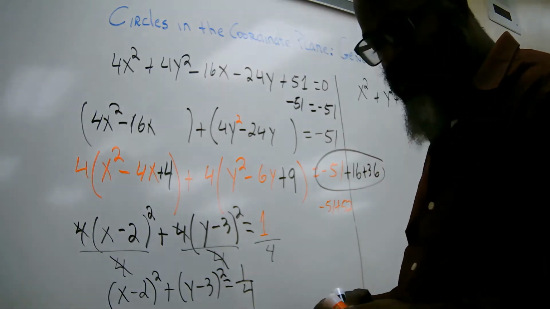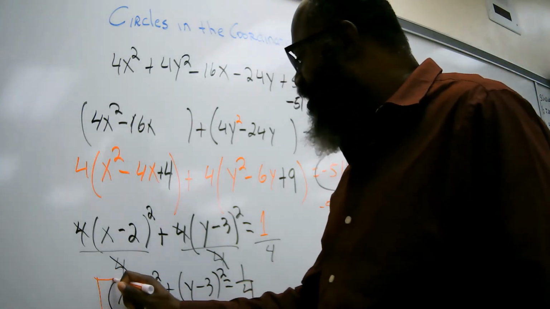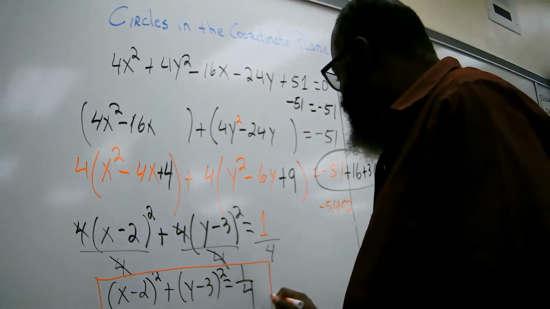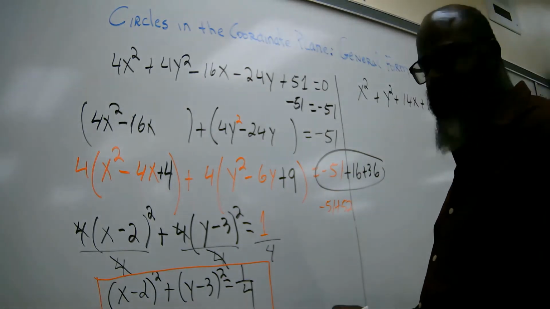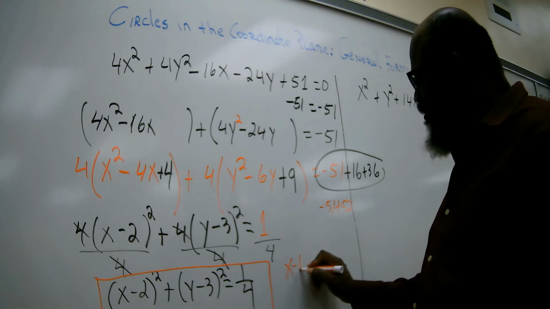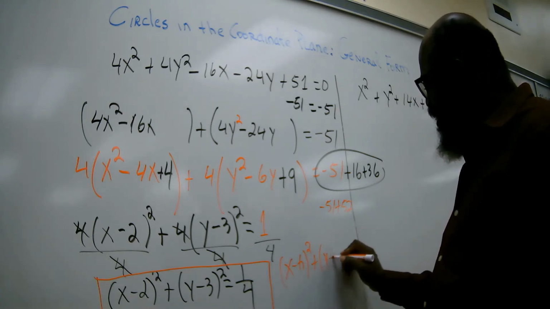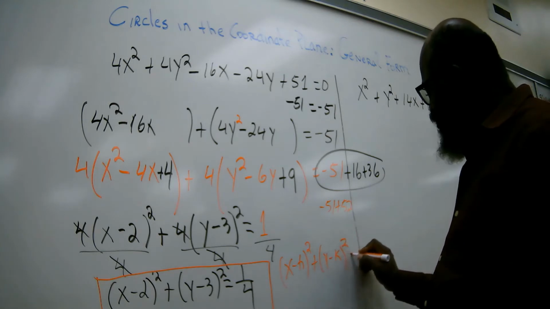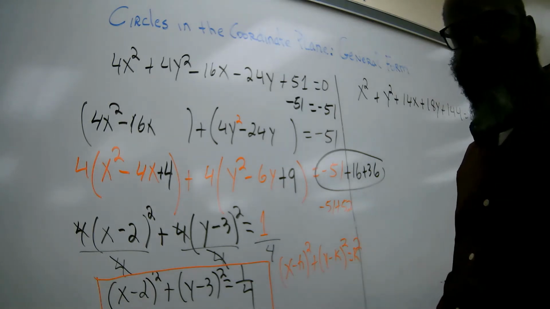Now your equation is in standard form. That was your main goal, to write it in standard form. And the standard form of the equation of a circle is x minus h squared plus y minus k squared is equal to r squared. Since this is that form, your equation is in standard form.